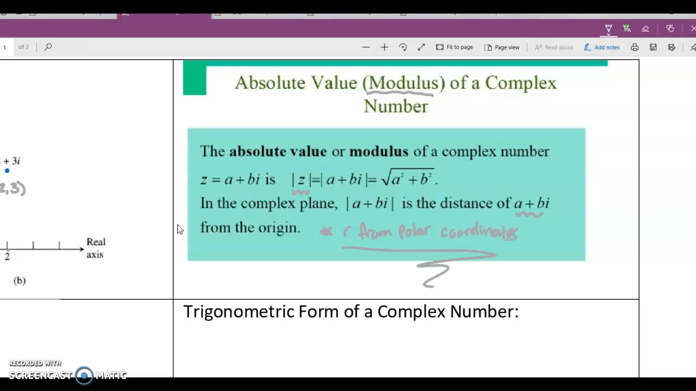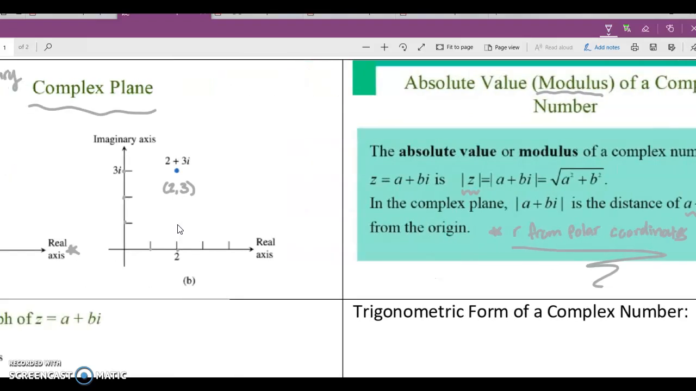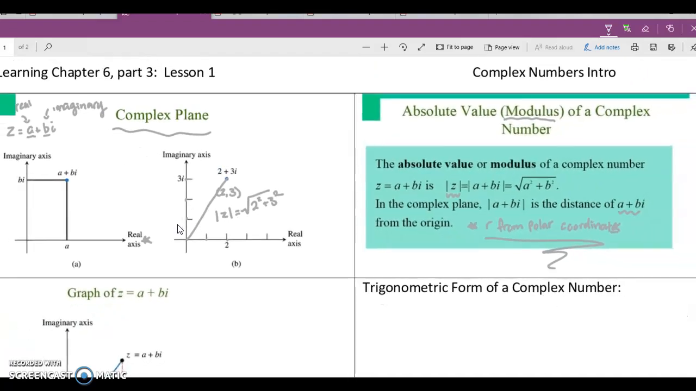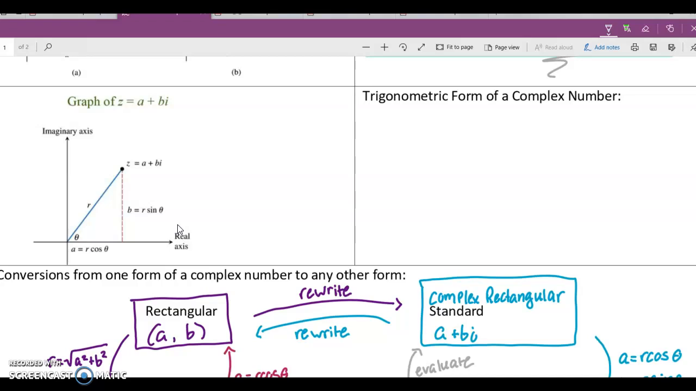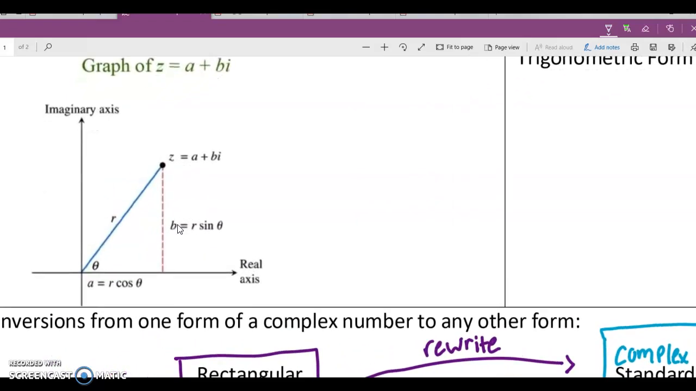So, same formula. We take a squared plus b squared gives us the distance from our center up to the point. So in this case, if we want to take the modulus of z, that would be equal to the square root of 2 squared plus 3 squared. So, moving on. Now we're going to be looking at this in a polar context.